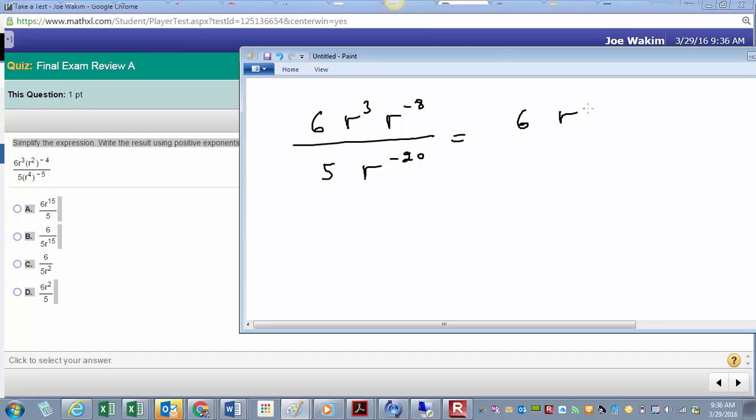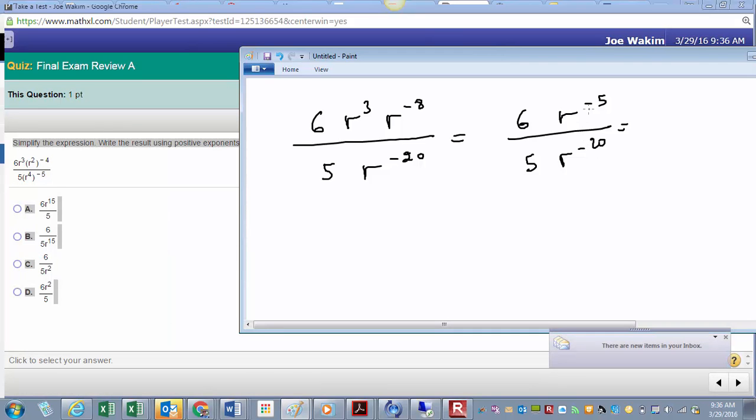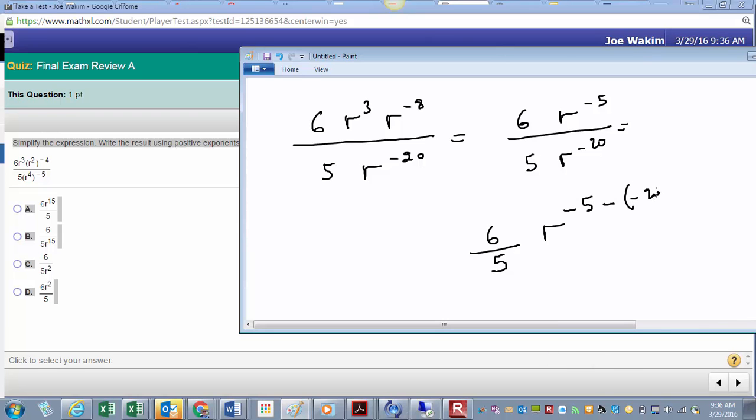And here we have 5r to the negative 20. Now we can subtract numerator minus denominator. When you divide, you subtract numerator minus denominator. So this would be 6 over 5, or negative 5 minus negative 20, right? Because when you divide, you subtract. So the final answer would be 6 over 5, negative 5 plus 20. That would be 15. Final answer. So negative negative becomes positive. 20 minus 5, 15. 6r15 over 5. That's A.